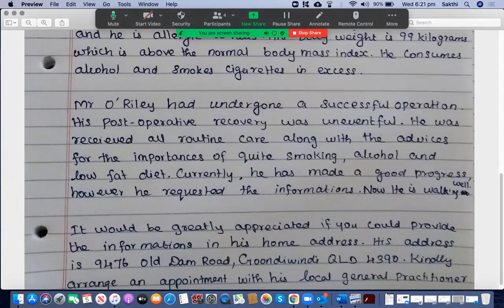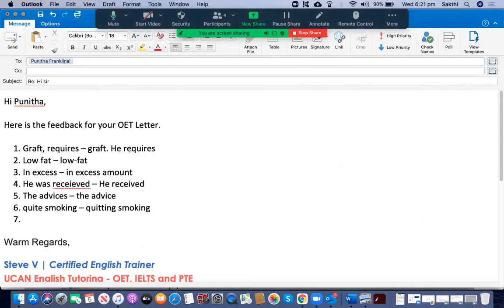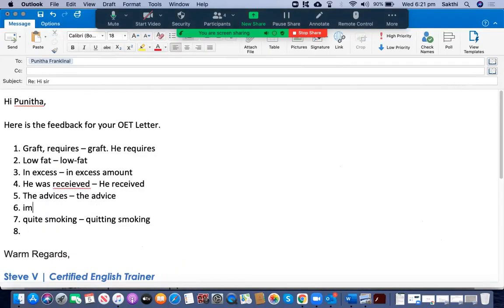Important. Again, importances, it's not needed. I didn't notice this as well. It's not importances, but importance only. You don't need to mention importances. It's importance only. That's it. Singular noun.